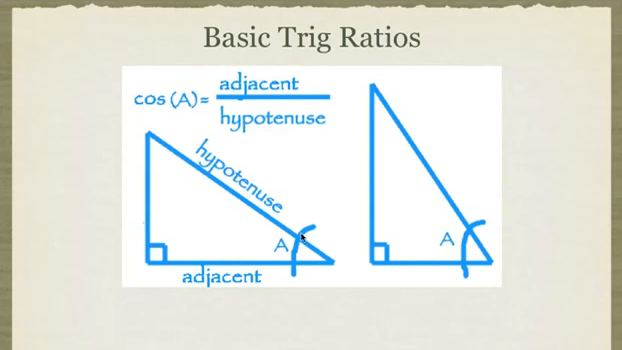Now cosine, we call, if this is angle A, this side is called the adjacent side. The two sides that make angle A are made up of the hypotenuse, which is always the longest side. The other side we call the adjacent. Okay, so cosine is the adjacent over the hypotenuse.